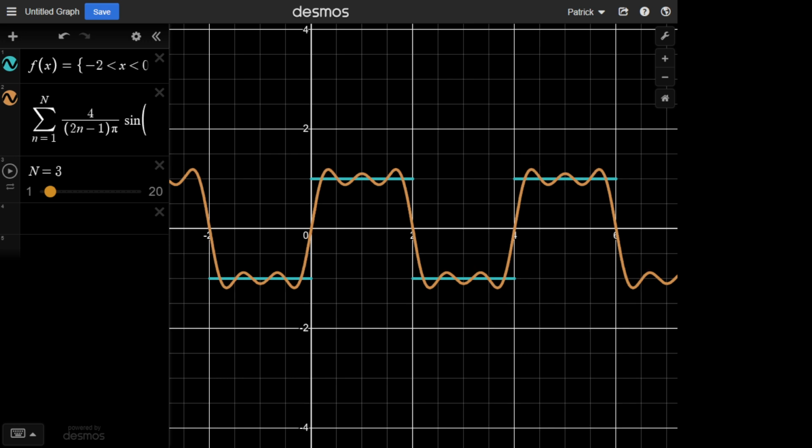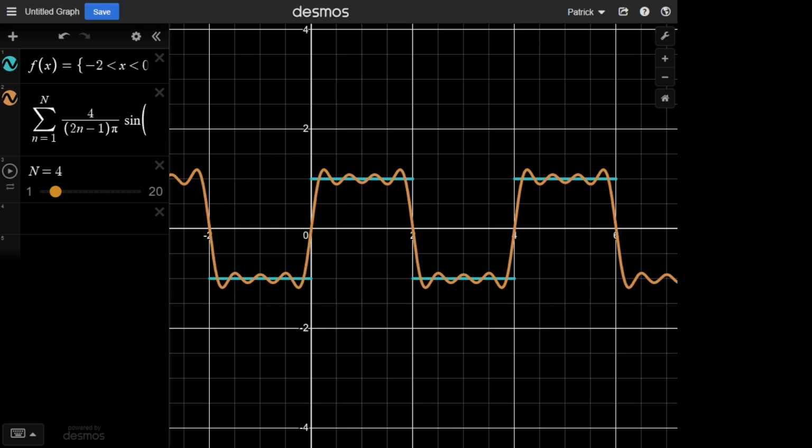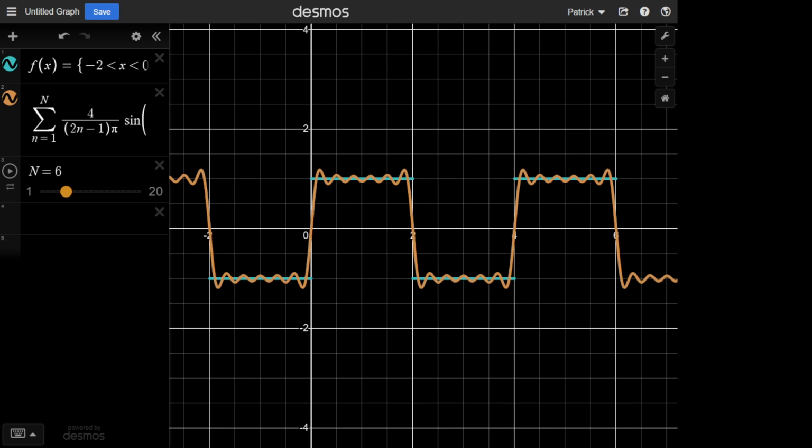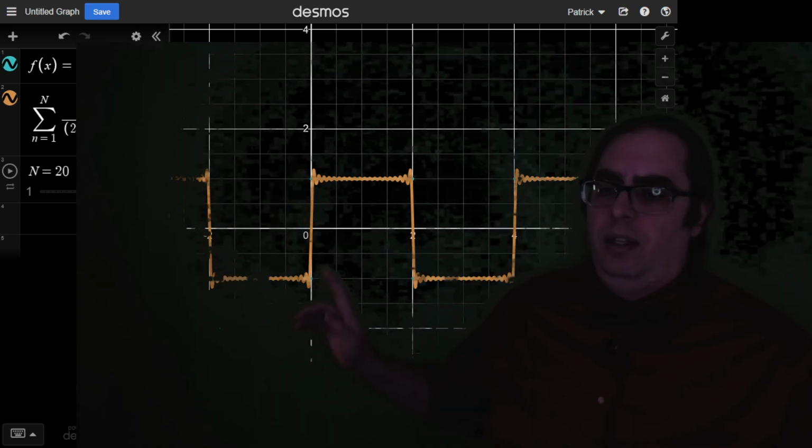When we put in the next term, it gives us just a little bit more, and a little bit more, and a little bit more. And as we continue, it gets better and better and better. It's never perfect, but it continues getting better. Although right at the point where the function changes, it's always a little bit messy, right?